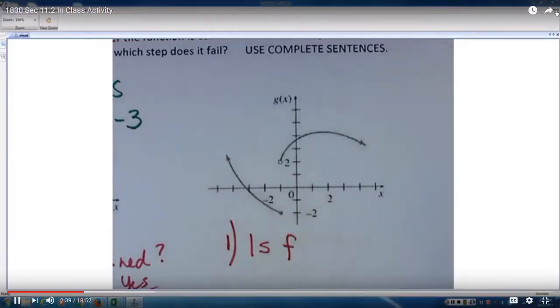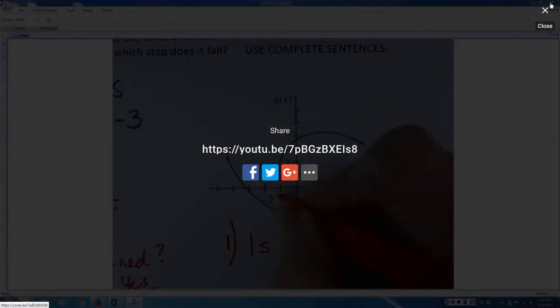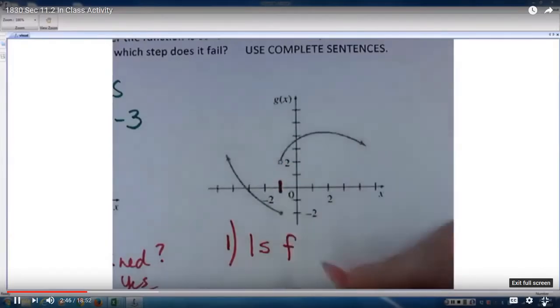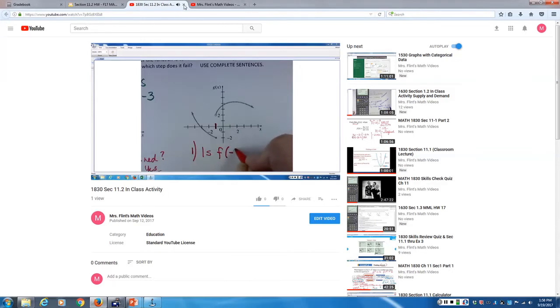Is f of... and the point we're interested in here, obviously, I would hope, is -1. So that's actually -1.